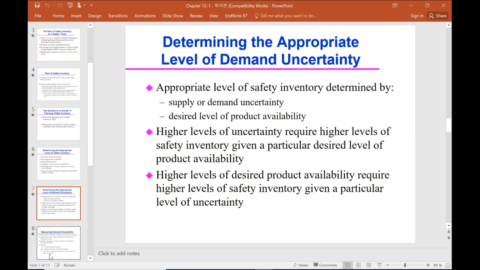But the thing is, again, the reason why it's so difficult to have a proper amount of safety stock is because a high level of uncertainty requires a high level of safety stock, given a fixed level of product availability. And also, in order to have a higher level of product availability, you need to store a lot of safety stock in your warehouse.